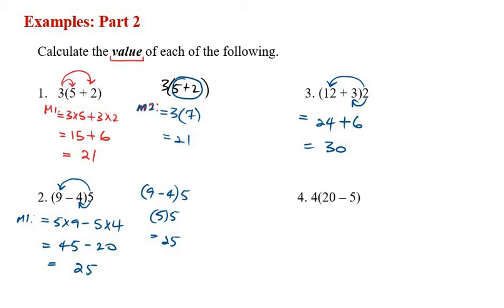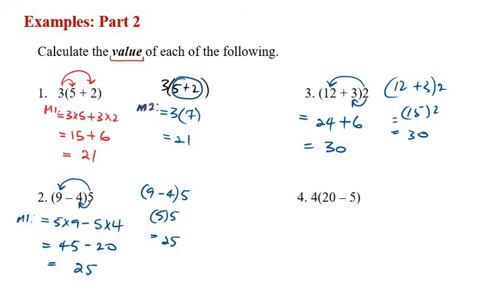Alright, I skip out the other part. So method 2: 12 plus 3, we add 12 plus 3 gives us 15, times 2 on the outside. That gives us 15 times 2, 30. So you see the pattern, it doesn't matter which method you use. Once you apply it properly, you get the same answer. Alright, 30 and 30, 21 and 21, 25 and 25. I just want to point that out.